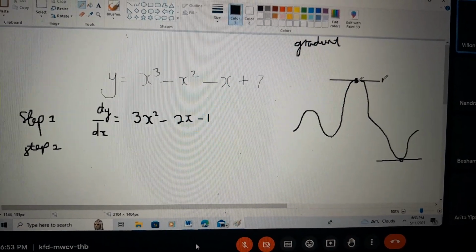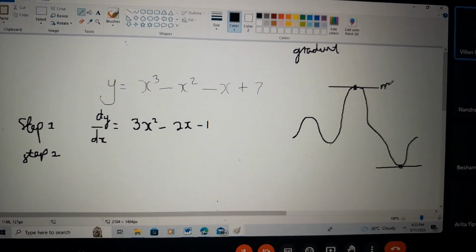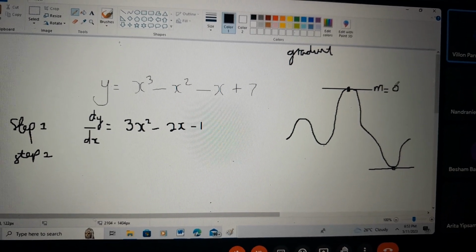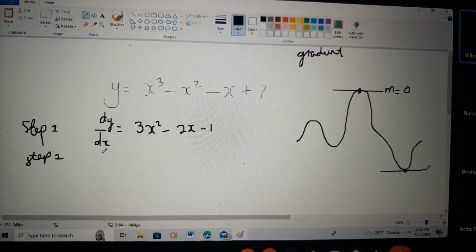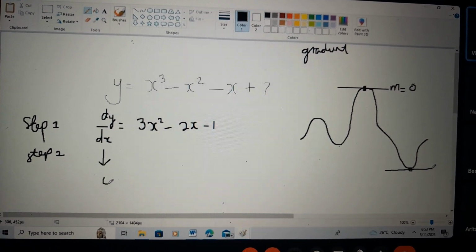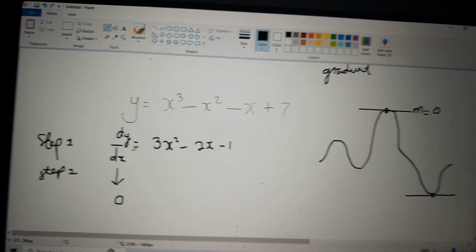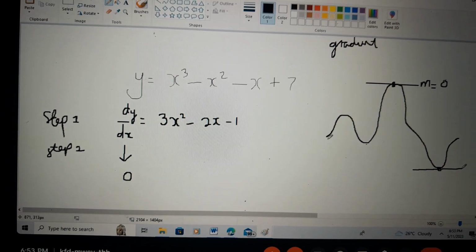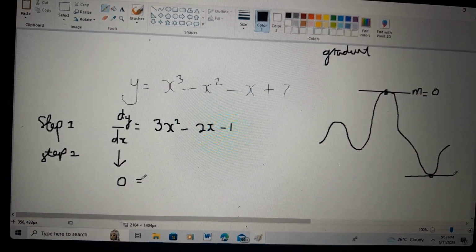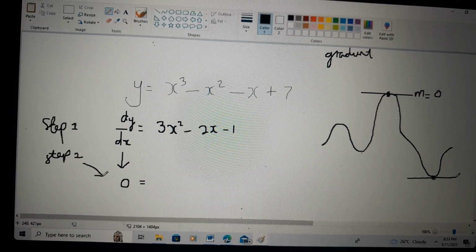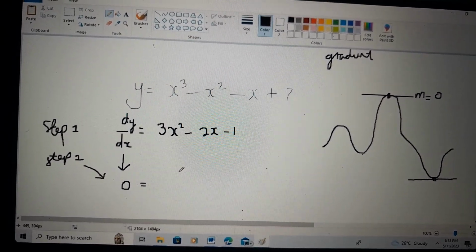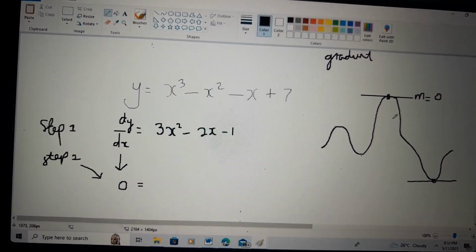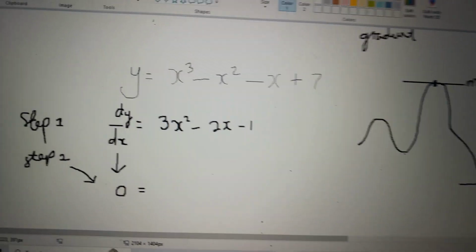And remember, when the tangent is horizontal, or any horizontal line has a gradient that is equal to 0. That is why we can let dy dx equal 0. Because basically what we are saying, at the turning points, the gradient dy dx is 0. Right, so that is why when we are finding the turning points, we have to let dy dx be 0. We're simply saying at the turning point, the gradient of the tangent is 0. And as I demonstrated here, that is true.